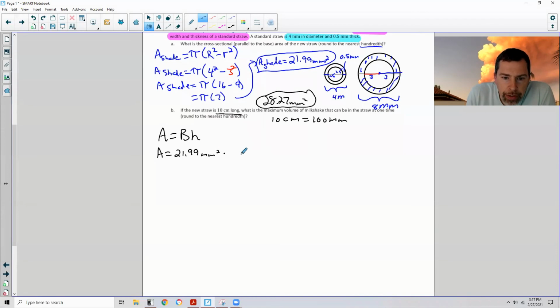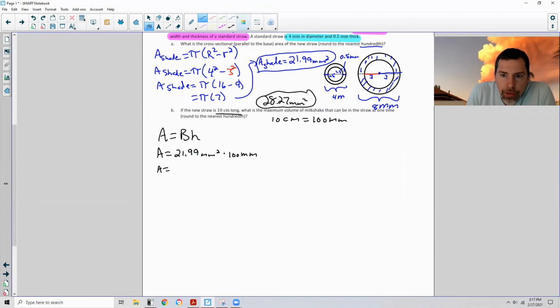Okay, so my height is 100 millimeters. So the area of the straw would be the area of the cylinder. The question is, what is the maximum volume of the milkshake that can be in the straw at one time? That one we would want the inside.